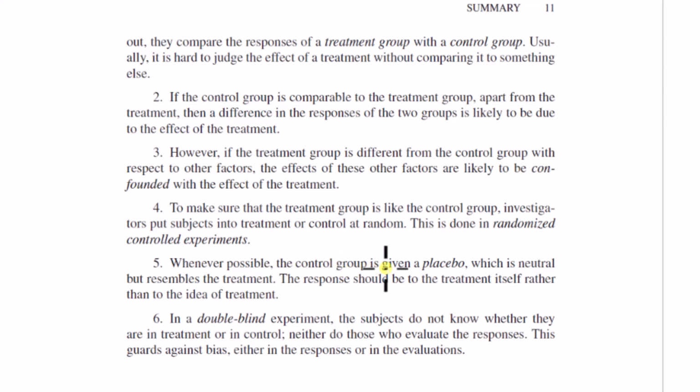Whenever possible, the control group is given a placebo, which is neutral but resembles the treatment. The response should be to the treatment itself rather than to the idea of treatment. In a double-blind experiment, the subjects do not know whether they are in treatment or in control. Neither do those who evaluate the responses. This guards against bias, either in the responses or in the evaluations.